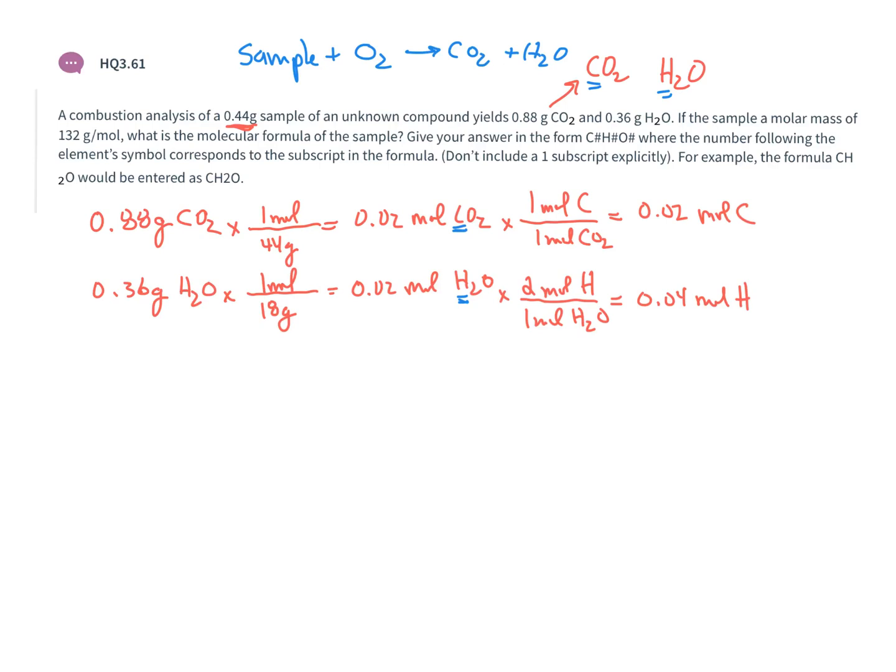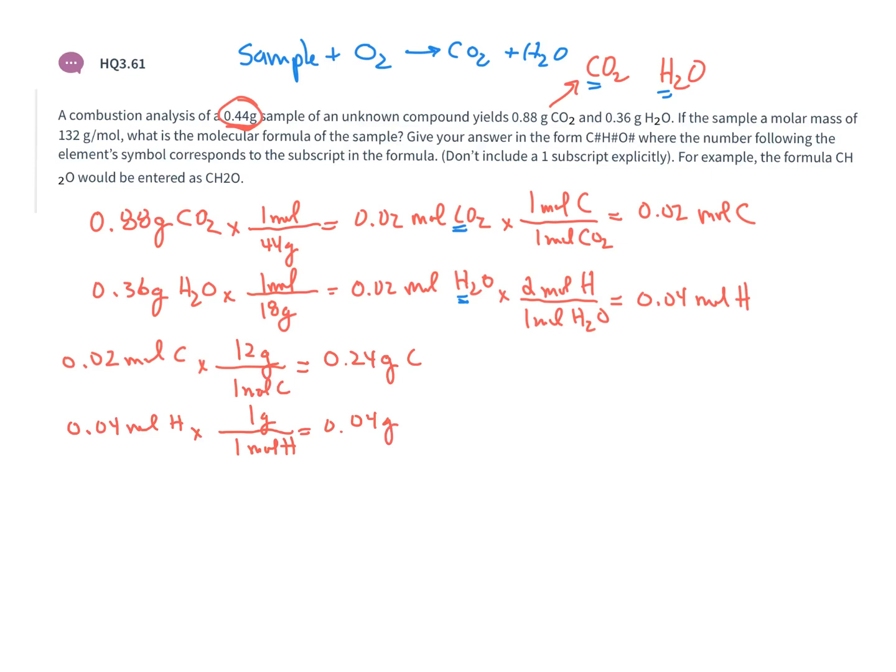The original sample weighed 0.44 grams. I need to figure out the mass now of this much carbon and this much hydrogen and subtract that from the 0.44 grams to determine the remaining mass must have come from oxygen. So my 0.02 moles of carbon, I know that for 1 mole of carbon, I would need to have 12 grams of carbon. Do the same calculation for hydrogen, 0.04 moles of hydrogen. For 1 mole of hydrogen, I would need to have 1 gram of hydrogen. So I have approximately 0.24 grams of carbon, and I would have 0.04 grams of hydrogen.